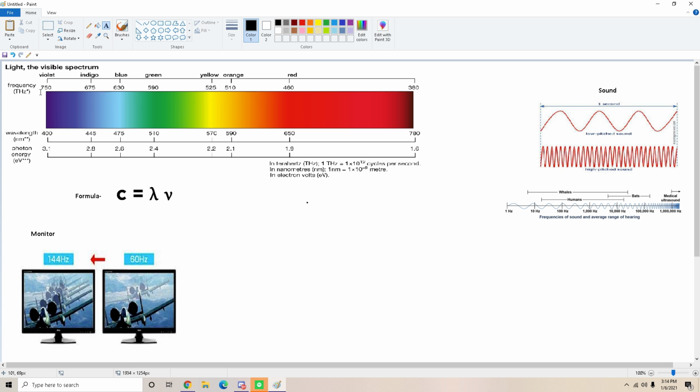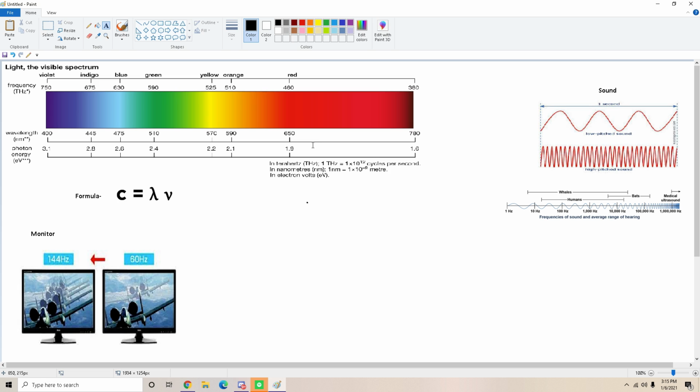As you can see, this is the highest frequency, and this is the lowest frequency. This is the highest wavelength, and this is the lowest wavelength. This is the highest energy, and this is the lowest energy. So the higher the wavelength is, the lower the energy goes. The higher the wavelength is, the less the hertz is.